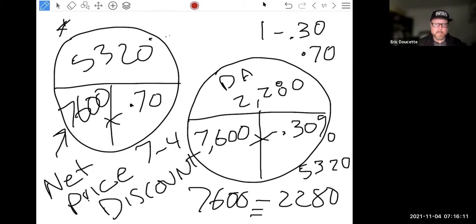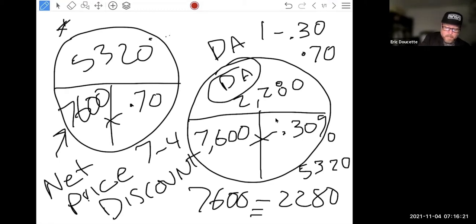So in this case, the discount amount was 30%, and that was what I had here, discount amount. So that was the first formula I used. You might call that the discount amount formula. And in this, you might call the net price, which again is 1 minus 0.30. I gave you the 0.70.